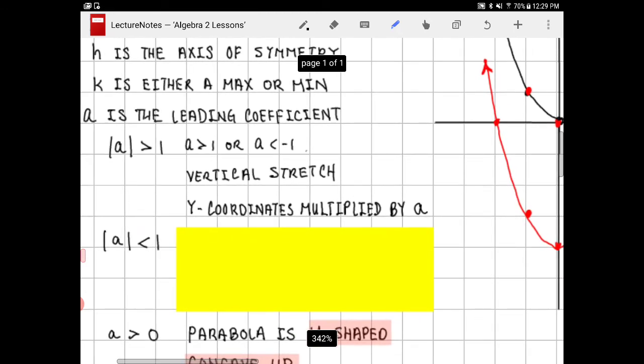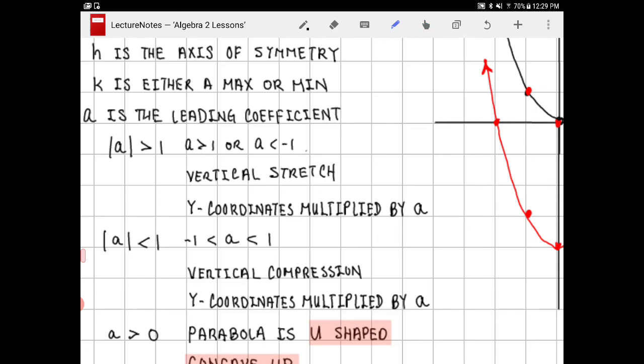Similarly, if the absolute value of a is less than 1, what does that mean? Pause the video, see if you can figure that out. If the absolute value of a is less than 1, then a is between -1 and 1. If a is between -1 and 1, then we have a vertical compression. The whole parabola will be compressed vertically. The y-coordinates of the parabola will all be multiplied by a.